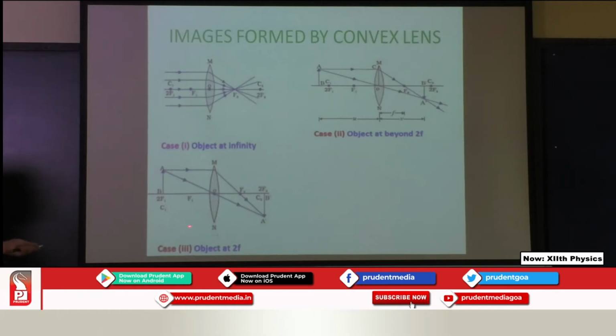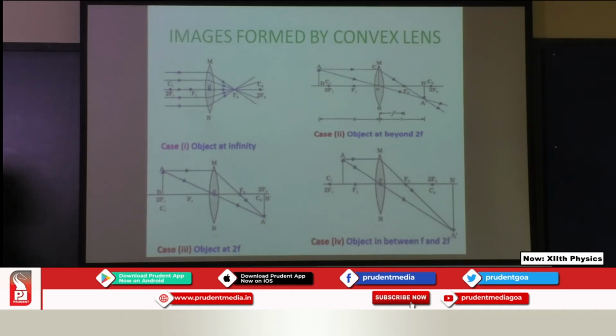Next, simple thing, the object I have kept now at 2f. I have used the same rays, the first one parallel going through the focus, second through the optical center goes undeviated. So, here is the image which has been formed, and this image is formed at 2f. So, keep in mind the object is at 2f, the image is formed at 2f and it is inverted, real and of the same size.